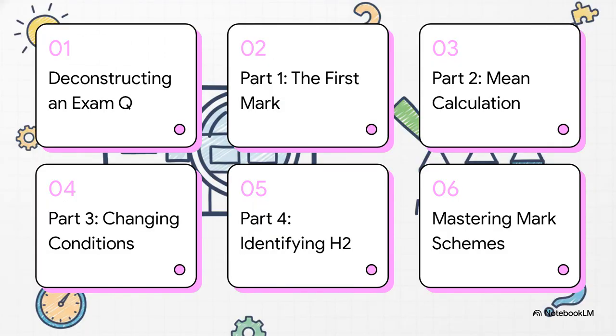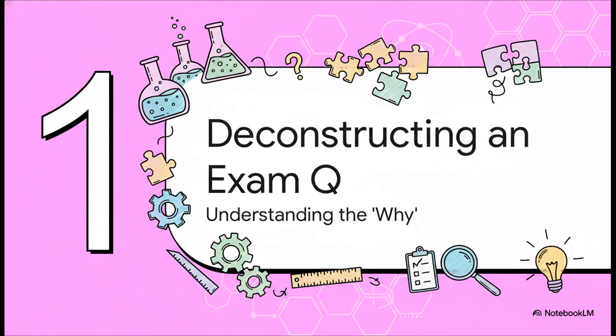All right, here's our game plan. We're going to break this question all the way down. We'll look at how to get that first easy mark, tackle the big calculation, think about changing the conditions, and then nail the chemical test. By the end, you'll see exactly how a mark scheme works. So just for context, we're looking at question 1 from the AQA GCSE Chemistry higher tier paper from June 2023. Our goal here is to really get inside the examiner's head and figure out not just what they're looking for, but why they're looking for it.